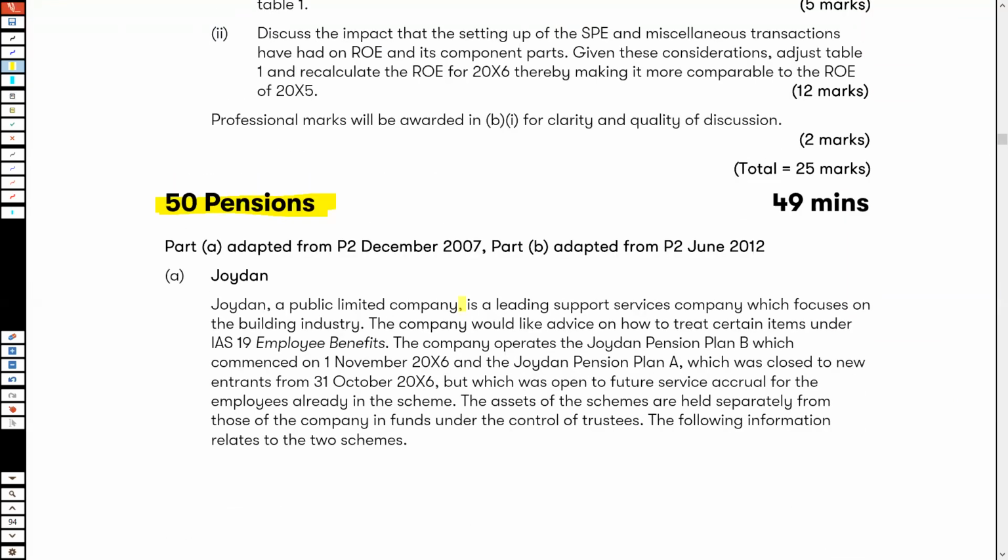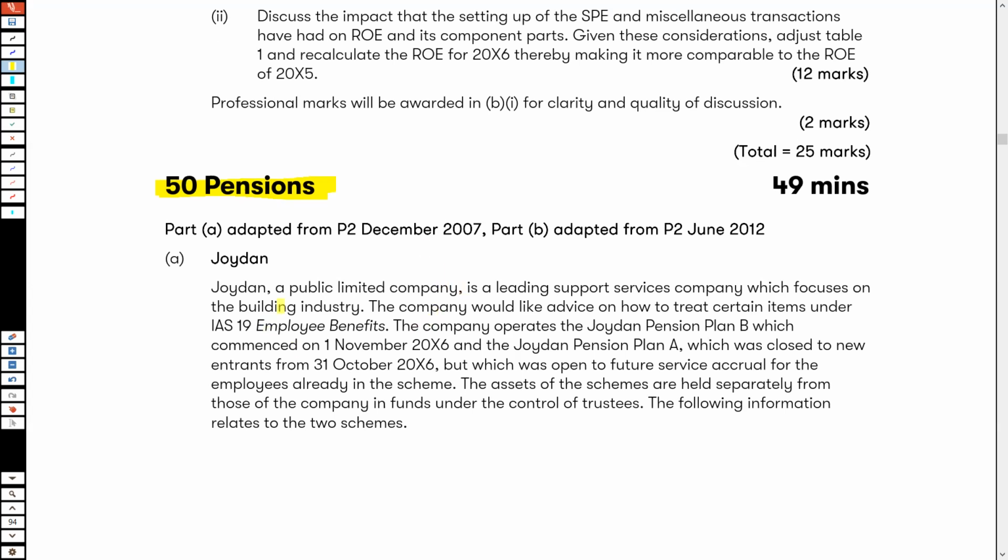Since it's a long question, let me guide you that you don't get such types of questions nowadays. I repeat, you don't get such questions nowadays. You actually get relatively shorter questions, usually pertaining to one single standard. But still, let's try to see this.